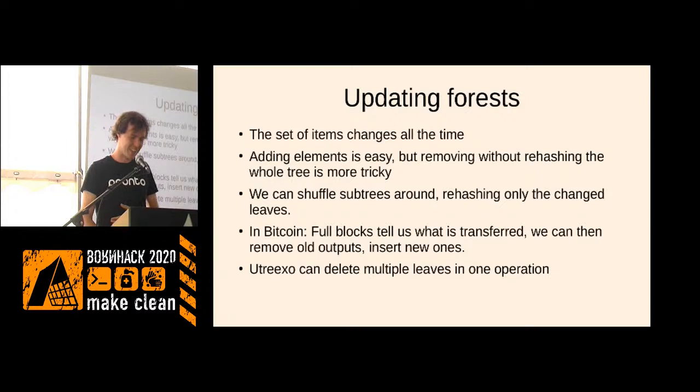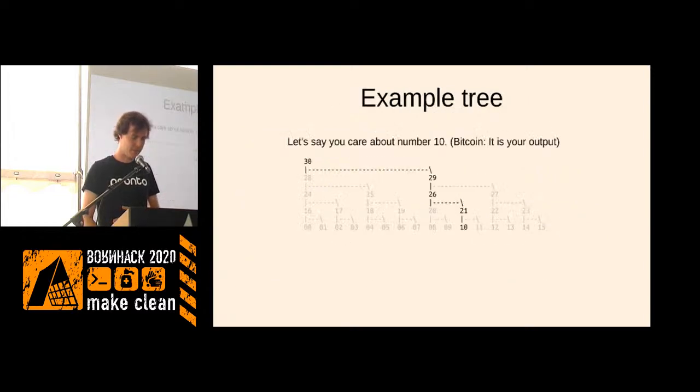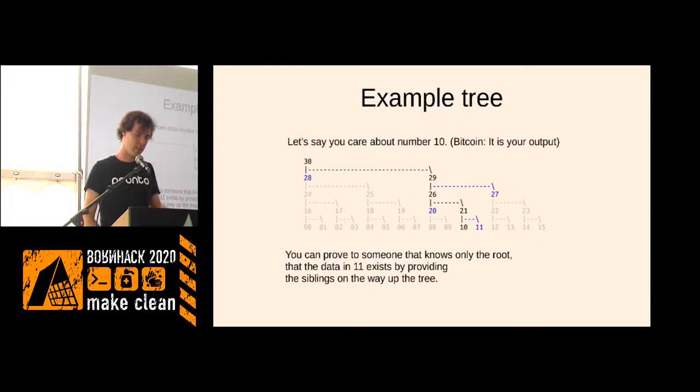Okay. So now we will... This is an example of the committing that I showed, and here's again, you can see 27, 28, 11, 20. I don't know if you can see the colors. Those are the auxiliary hashes, right? That we need to prove that 10 exists.